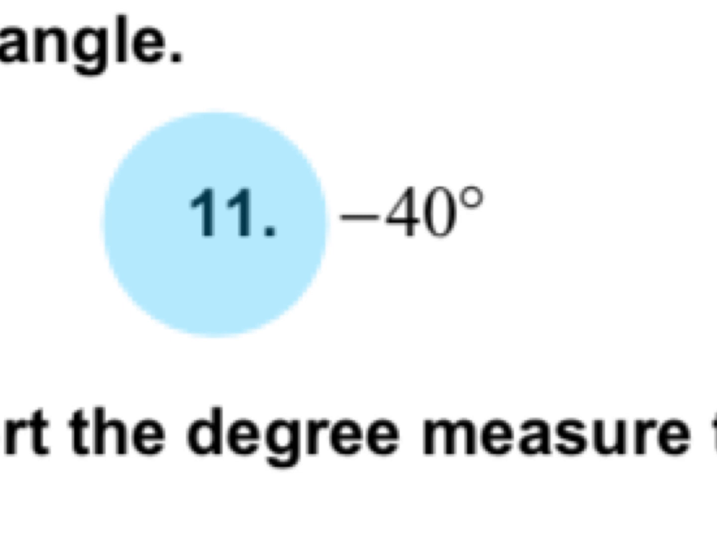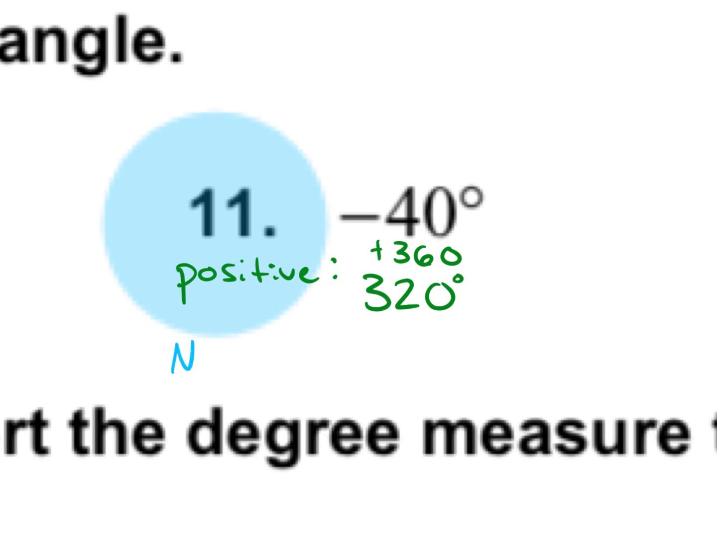So how would we find a positive coterminal angle? Awesome, we add 360. So that would give us 320. Is 320 positive? Yes. So always double check that it's positive. You can add or subtract 360 as many times as you want. Let's find our negative coterminal angle. How would we find a negative coterminal angle? So negative 40 minus 360 would be what? Awesome, negative 400 degrees. Is negative 400 negative? Yes.